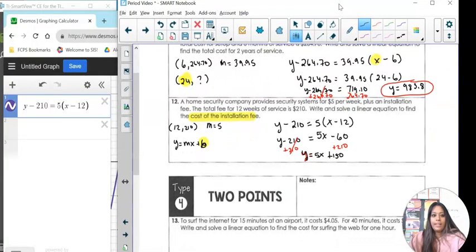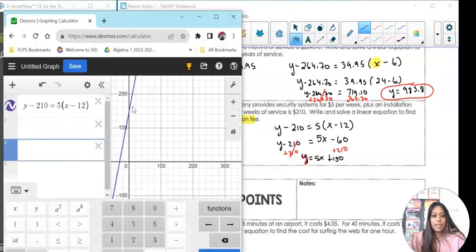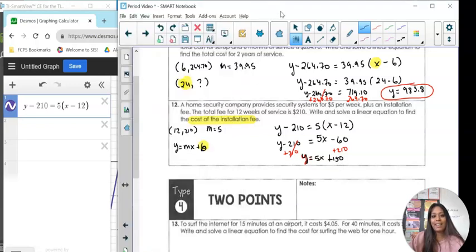So here it is. I took this and I plugged it in Desmos, and see my y-intercept is at 150. And when I simplified my equation, 5 times x is 5x, and then 5 times negative 12 is negative 60, solve, and so 150. So all that to say that my starting point, or the installation fee, is equal to $150.